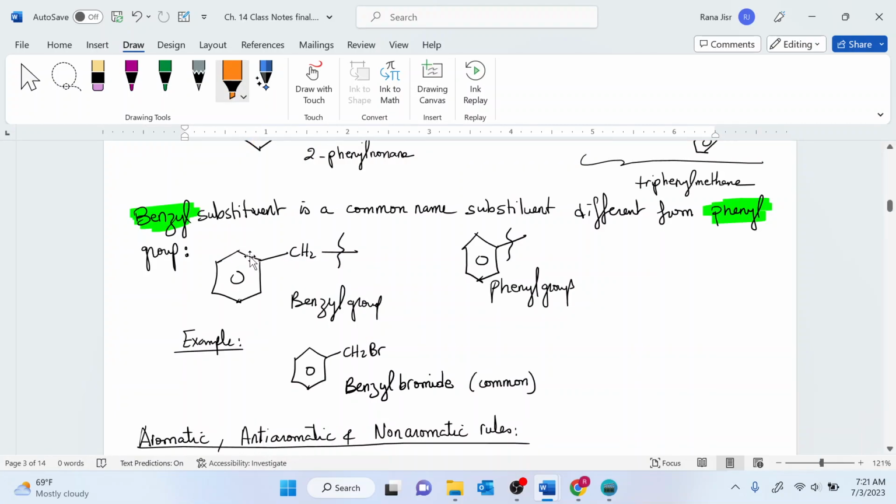Okay. There is a difference between a benzyl and a phenyl group. A phenyl is a benzene that is connected to a substituent. A benzyl is a benzene that is connected to a benzylic carbon. So in this case, you name it as a benzyl and then you name the substituent.